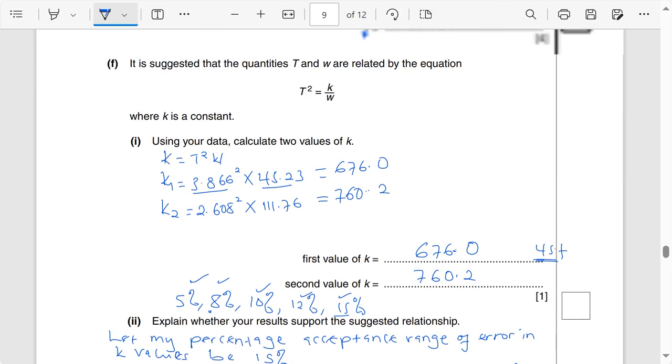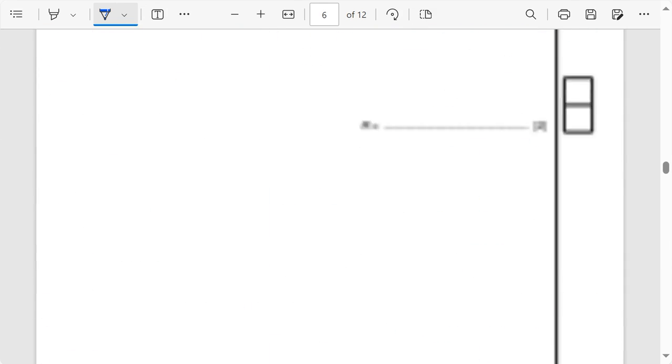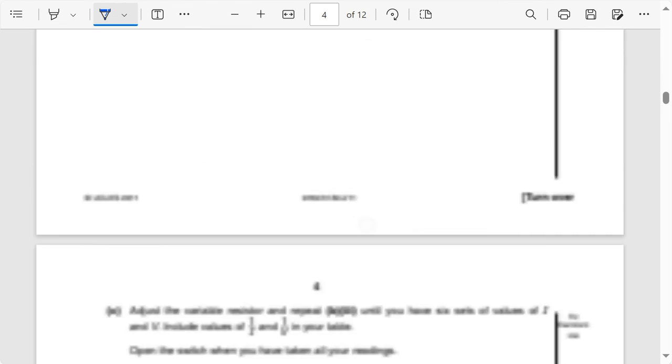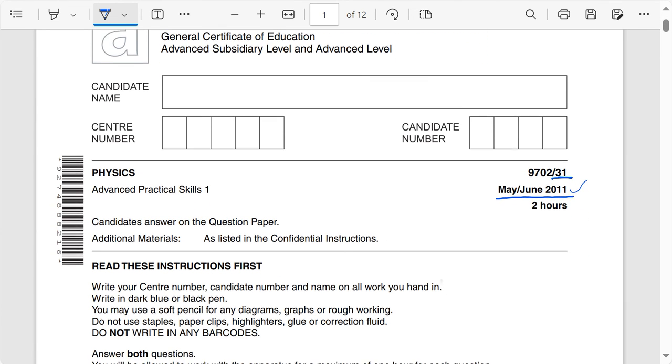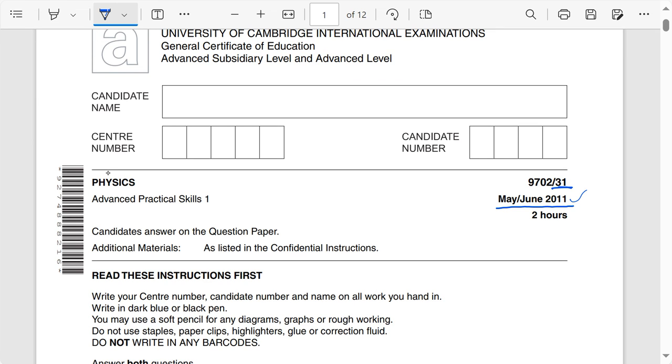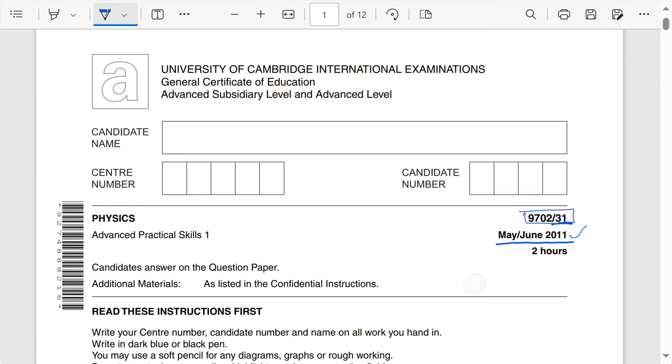And I think if you print the question paper and do the practical, you can just use these results as a reference point. So for the teacher, you can look for the confidential for this paper, May, June 2011, and print for your students. And then maybe you can use my video as just a guide. For a student, if you are allowed to access apparatus in your laboratory, you can still print the question paper. And as you're doing the practical, you just refer to what I have recorded in this video.